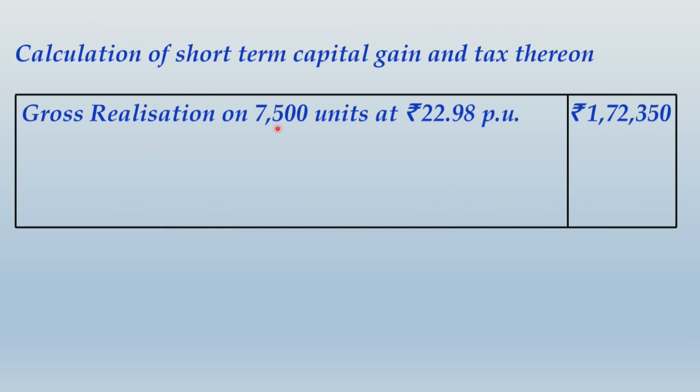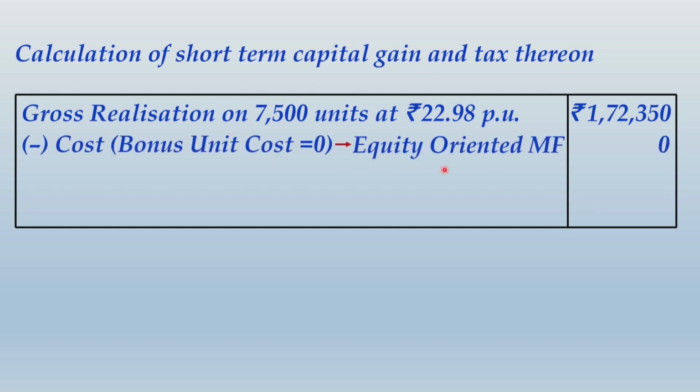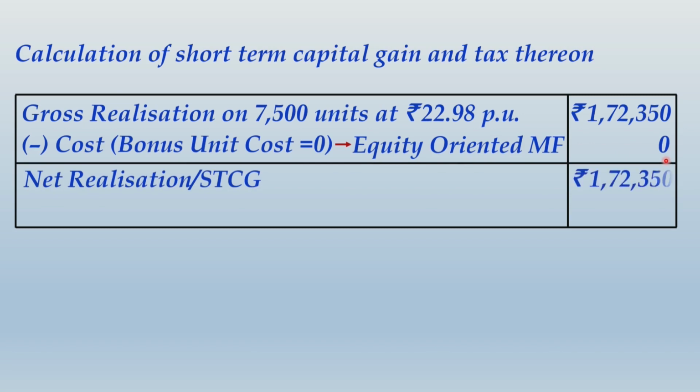So gross realization will be those 7,500 units into NAV on the date of sale less cost of bonus unit. Because it is equity oriented mutual fund, cost of bonus unit will be taken as 0, which is again not correctly given by ICAI in its suggested answers. If you read ICAI suggested answers, they have given the cost of bonus units as NAV prevailing on that date, which is not correct. You should always take the cost of bonus units as 0 because it is particularly equity oriented mutual fund.